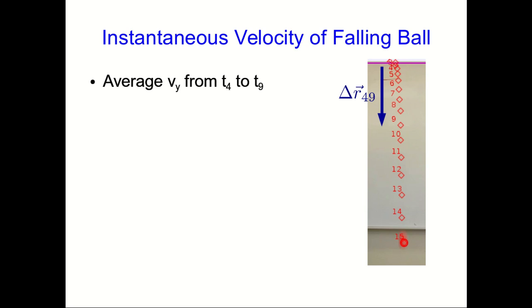And note I'm calling it delta r 4,9 to specify which displacement I mean. It's the one from time 4 to time 9. We would now take the y component of that and divide it by the time it took for the ball to go from time 4 to time 9, and that gives us our average velocity y component from time 4 to time 9. So see, I'm keeping the 4,9 in the subscript instead of av to specify which average I mean.